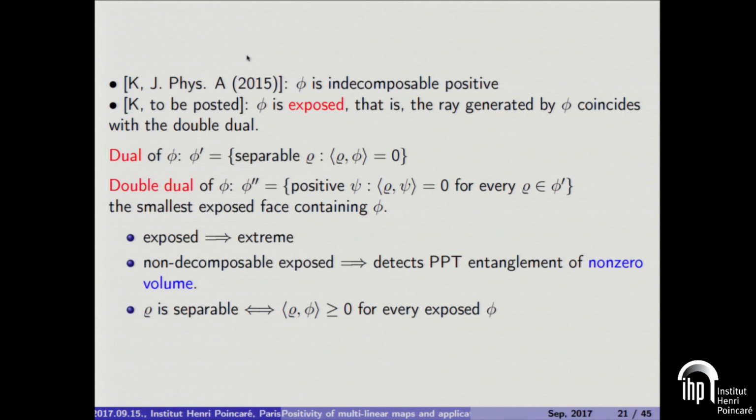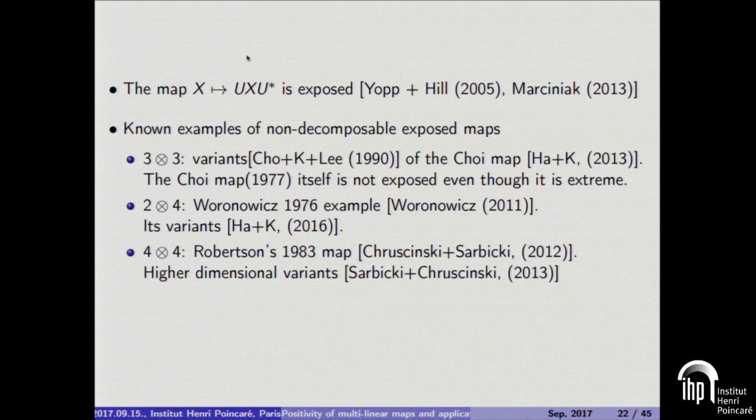Okay, we just constructed some very non-trivial and very useful examples for quantum information theory. I would like to examine some other examples in the linear map cases. This kind of elementary map was shown to be exposed by these people very recently. And there are very few known examples of exposed positive linear maps. For example, in the 3x3 case, the very famous Choi map, which is an extreme non-decomposable positive linear map, turns out to be not exposed, even though it is extreme. But we have considered some variants of the Choi maps, and they are exposed.